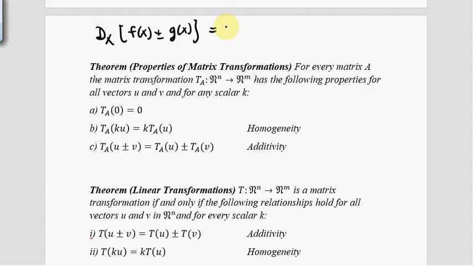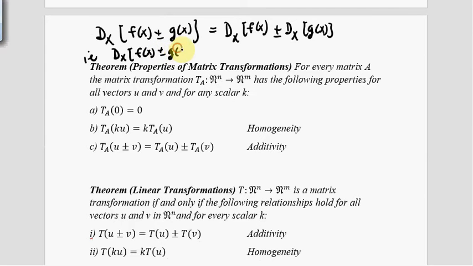We said that this is equal to the derivative of f of x plus the derivative of g of x. Well, maybe it wasn't written like that. It could have been, say for example, maybe you saw it like this. You see, this is f prime of x plus g prime of x. Right.